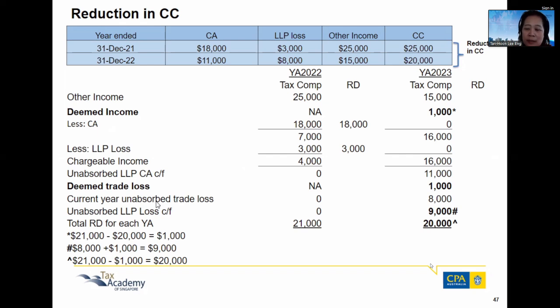So this example basically shows that when there's a reduction in CC, the difference will be the deemed income. The difference between the past relevant deduction and the CC, 1,000, is the deemed income, and correspondingly it will be a trade loss, which adds on to the current trade loss of 8,000, making 9,000. And it makes the LLP carried forward figure 9,000.